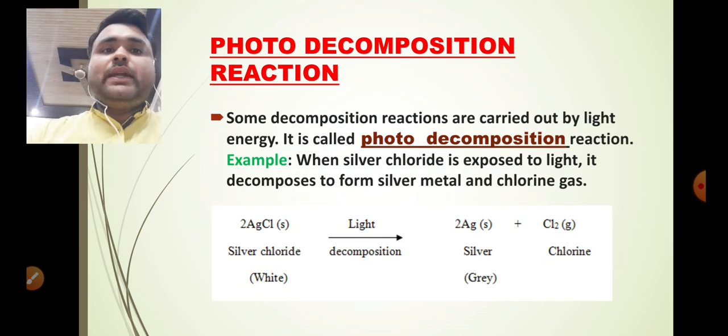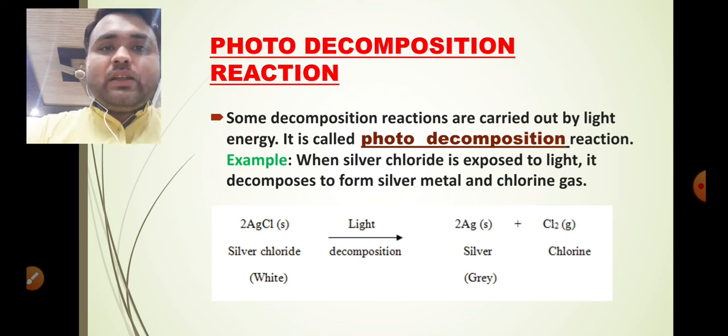Now another type of decomposition reaction is photo decomposition reaction. Photo means light. When the decomposition is carried out with the help of light, it is known as photo decomposition reaction. Here we can see that when AgCl, which is white in color, is exposed to sunlight, we keep AgCl in sunlight and we observe that the white color turns to gray. Why? Because AgCl decomposes to form silver and chlorine gas is liberated, and the gray color is of Ag. So this is the photo decomposition reaction.